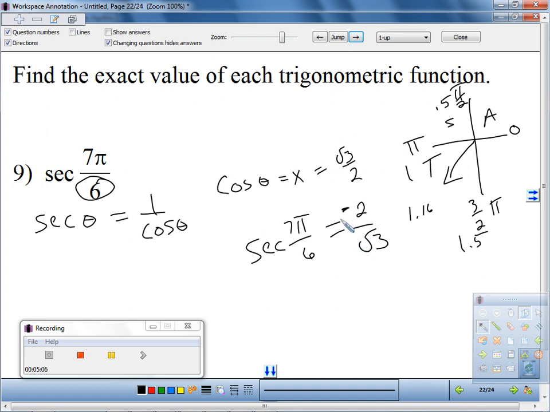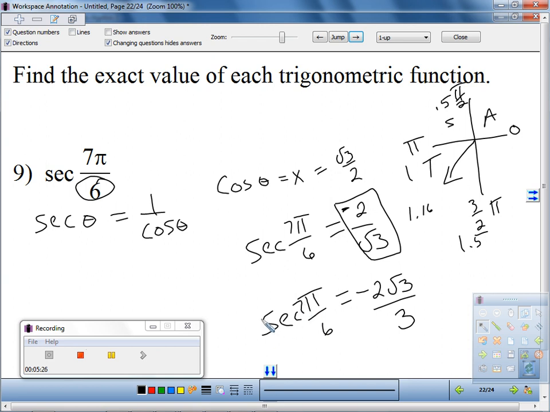Now, one other word of warning right here, I would take this as an answer. I'm fine with that answer. But you may also see it rationalized. To rationalize it, we just multiply the top and the bottom by the square root of 3. So you may also see the answer is negative 2 square root of 3 over 3.